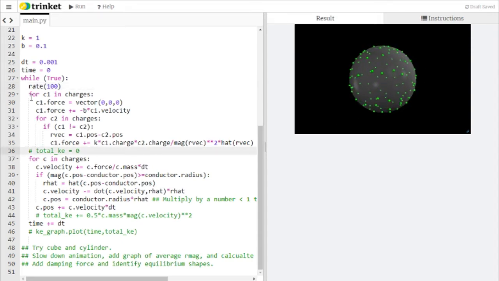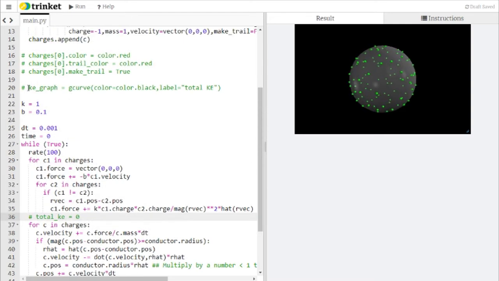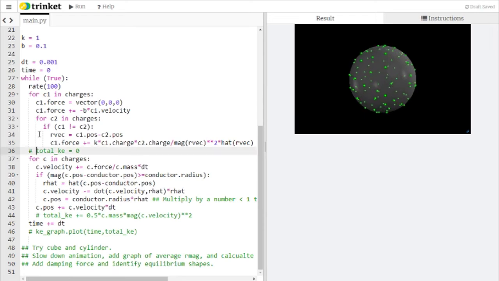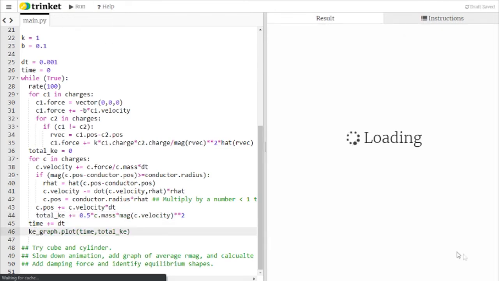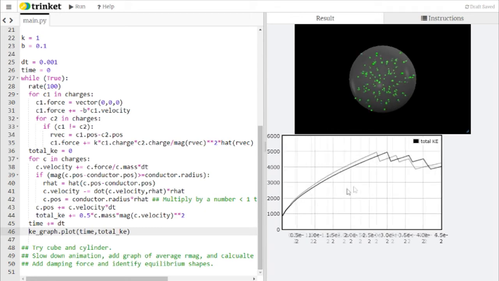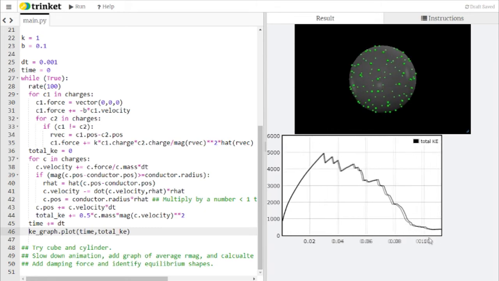You can even watch how this plays out with the total kinetic energy. So let's introduce back in our kinetic energy graph, total kinetic energy calculation, and then our kinetic energy graph here. So we'll click on run there. And you can watch how there's this dramatic drop in the kinetic energy here, right?